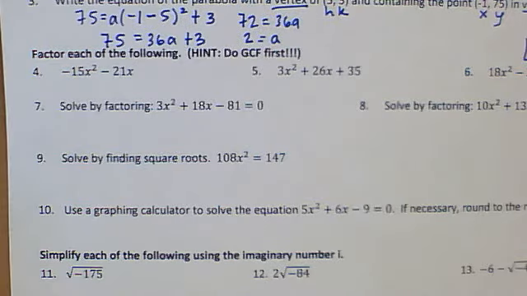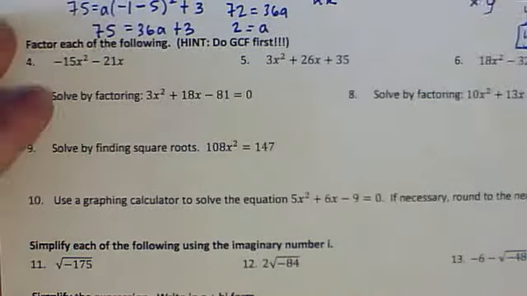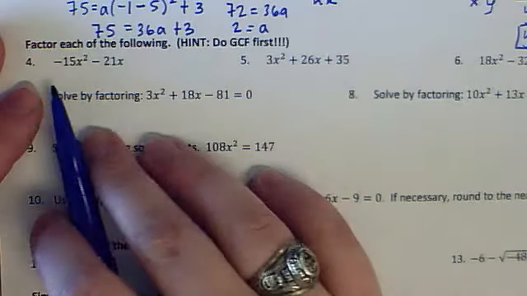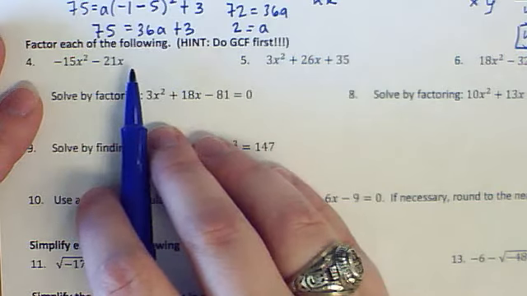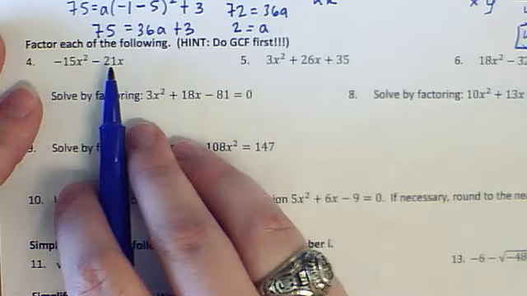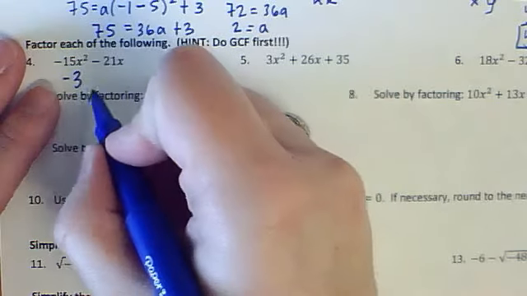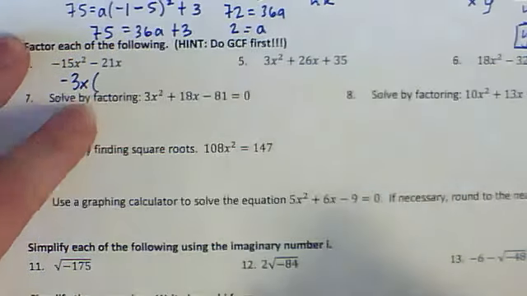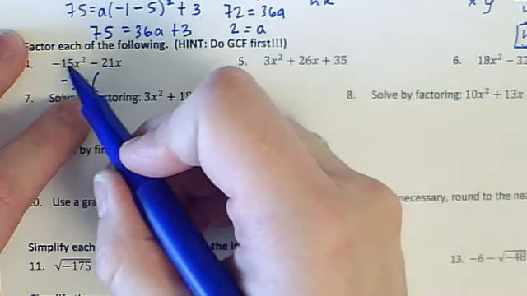Alright, on these factor problems, the main thing is, remember, you have to do GCF first always. In some cases that might be all you have to do. On number 4, negative 15x squared minus 21x. Well, there's not a C term, so I'm not going to do my father drives a Mustang. I'm going to look and see what they have in common. Negative 15 and negative 21 have negative 3 in common. X squared and x have x in common. So there's my GCF.